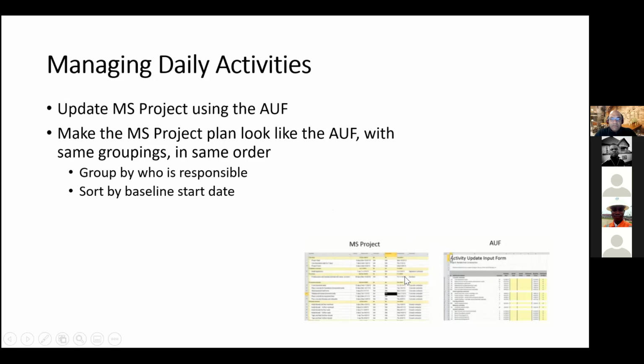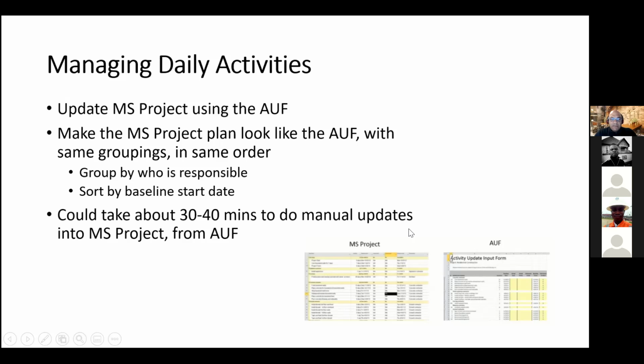And you can sort everything by the baseline start dates. This might take you 40 minutes, maybe even an hour to do this manual updating. So you take the activity update form, you give it to your resources, they fill in the activities, you take it and you manually update Microsoft Project. And you'll do this weekly or daily, depending on what your schedule is.